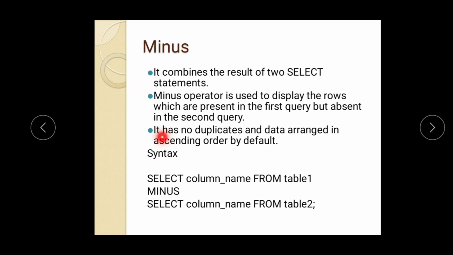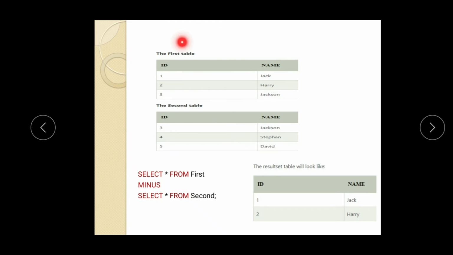Clear? Let us see an example. Another point is that this has no duplicates and the data is arranged in ascending order by default. The result of this query will not have any duplicate values, and the data will be arranged in ascending order. Clear? Now let us see the syntax. The syntax is select column name from table 1, minus, select column name from table 2.